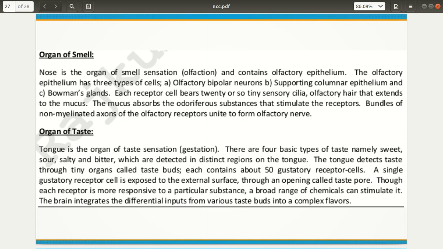The tongue is the organ of taste sensation, also called gustation. There are four basic types of taste, namely sweet, sour, salty, and bitter, which are detected in distinct regions of the tongue. The tongue detects taste through tiny organs called taste buds. Each taste bud contains about 50 gustatory receptors. A single gustatory receptor cell is exposed to the external surface through an opening called the taste pore. Though each receptor is more responsive to a particular substance, a broad range of chemicals can stimulate it. The brain integrates the differential inputs from various taste buds into a complex flavor.